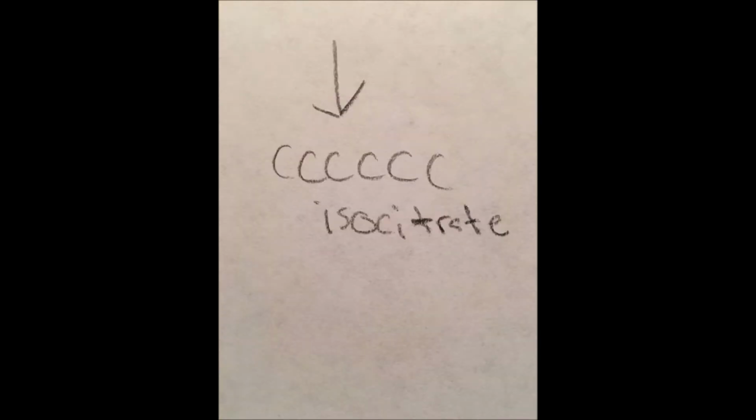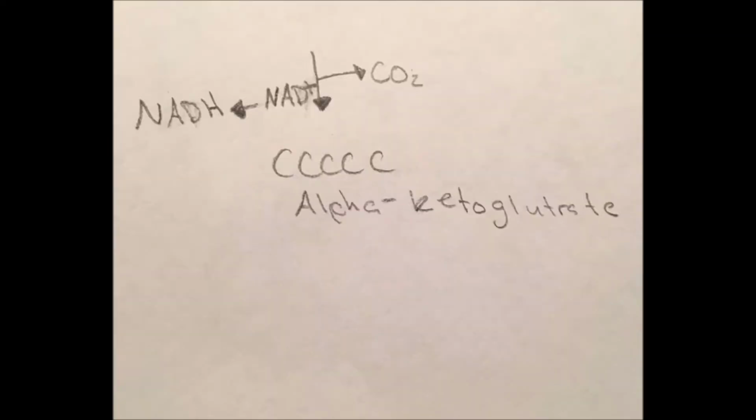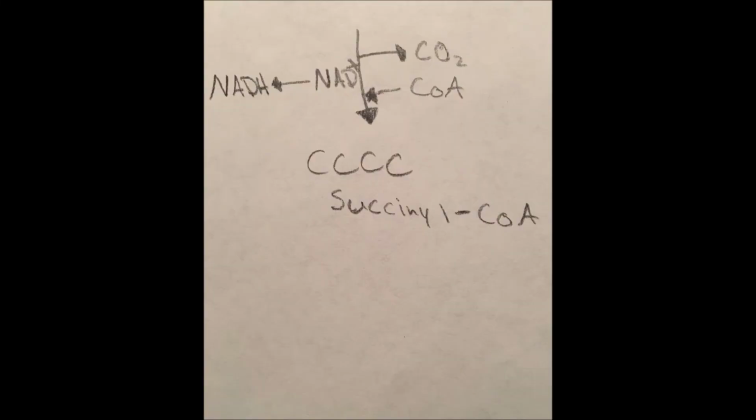In the second step, water is added, then removed, and citrate changes to its isomer, isocitrate. In the third step, decarboxylation occurs and CO2 is released. Hydrogen adds to NAD+ to make NADH. Now we have alpha-ketoglutarate. In the fourth step, decarboxylation occurs again and CO2 and a hydrogen is lost, but the hydrogen is used to make another NADH. Coenzyme A returns and we end up with succinyl coenzyme A.